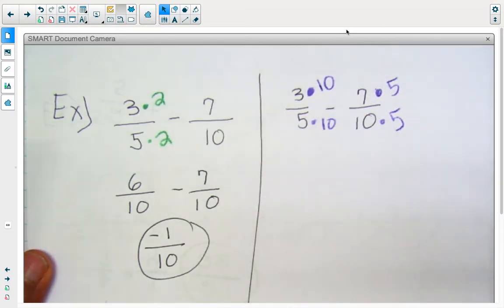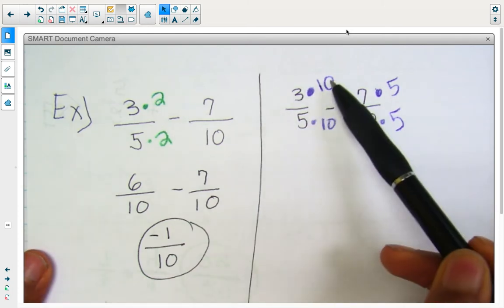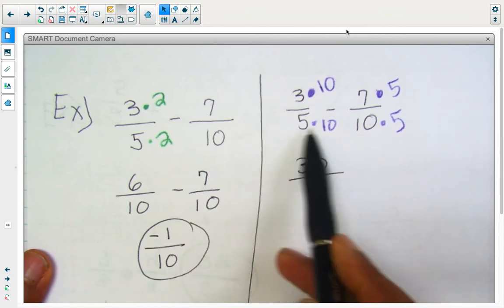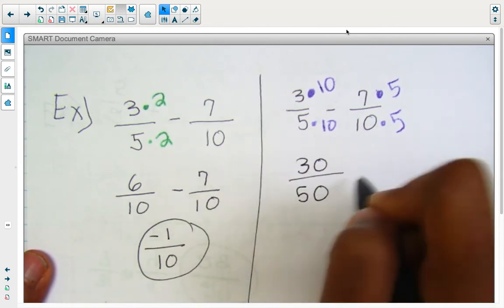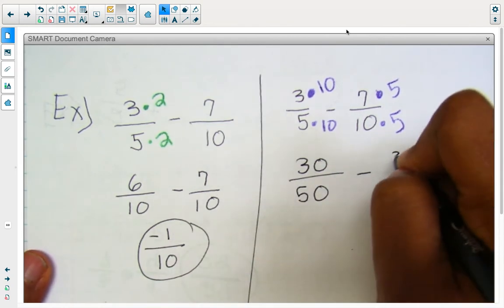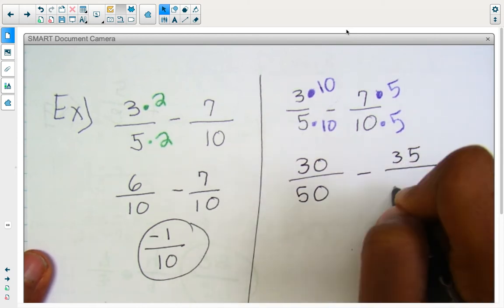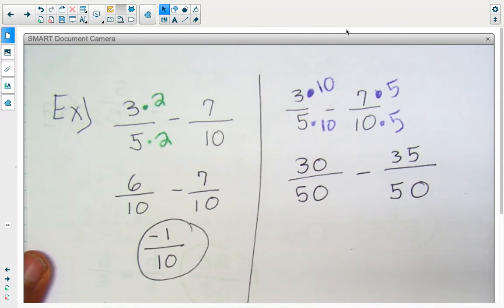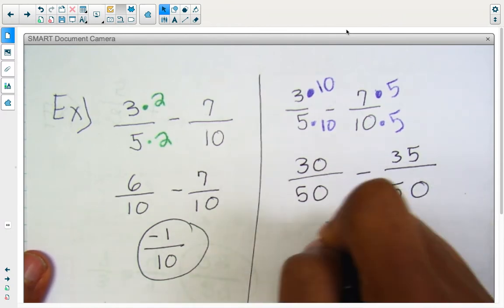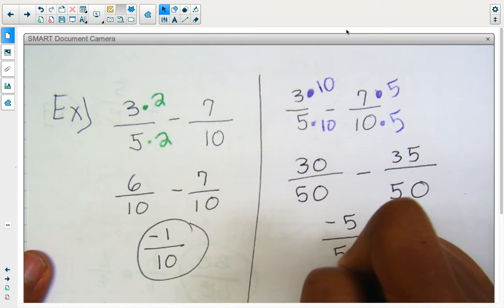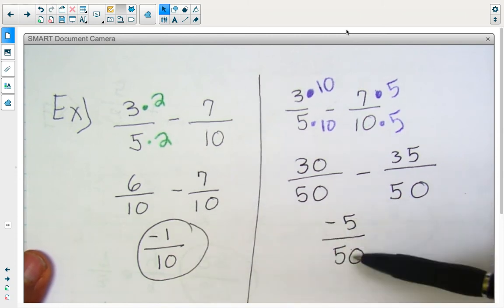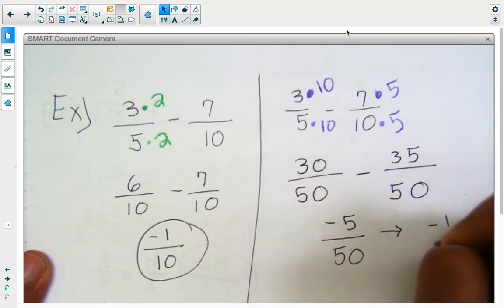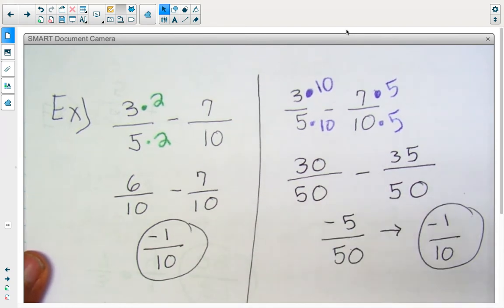So now we have 3 times 10 is 30. 5 times 10 is 50. 7 times 5 is 35. And 10 times 5 is 50. Now I can subtract 30 minus 35. I got negative 5 over 50. I need to reduce this. Negative 5 over 50 is negative 1/10. And we got the same answer.